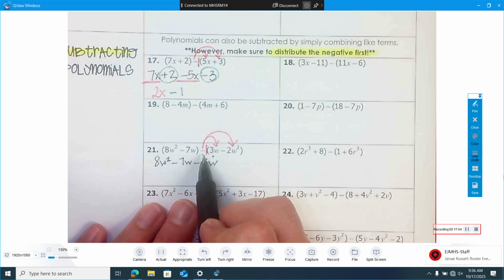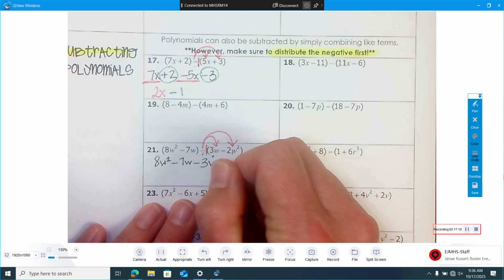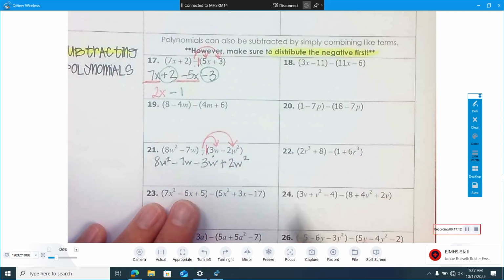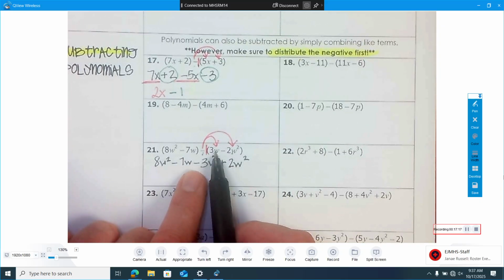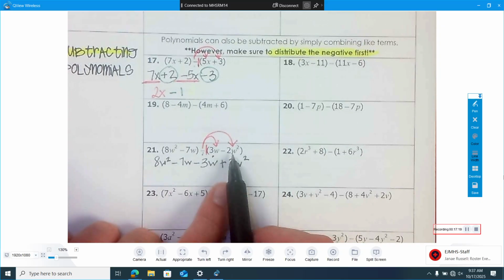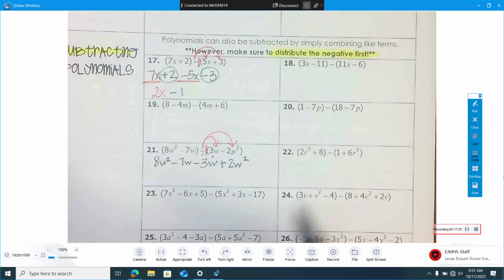-3w. And then I have a -1 times -2w². What's negative times negative? +2w². Do you see how the signs are changing? We went from +3w to -3w, -2w² to +2w². That's what a negative does. It changes the sign. Okay.